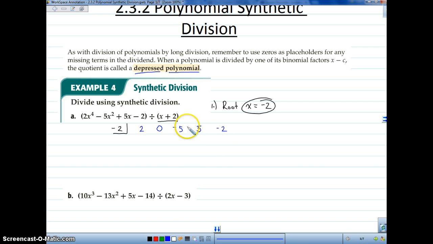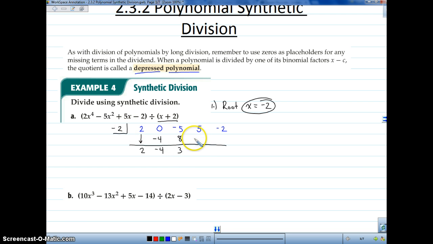Okay? And so the process is that the first number that you have automatically gets a free ride to the bottom. That's going to be in our depressed polynomial. Now, for every other column as we go, we're going to take the number in the depressed polynomial, multiply it by the root, put that in our column and then add that up. So we do 2 times negative 2 is negative 4. And we'll add that to the 0. Negative 4 times negative 2 is 8. Add that to the negative 5 is 3.